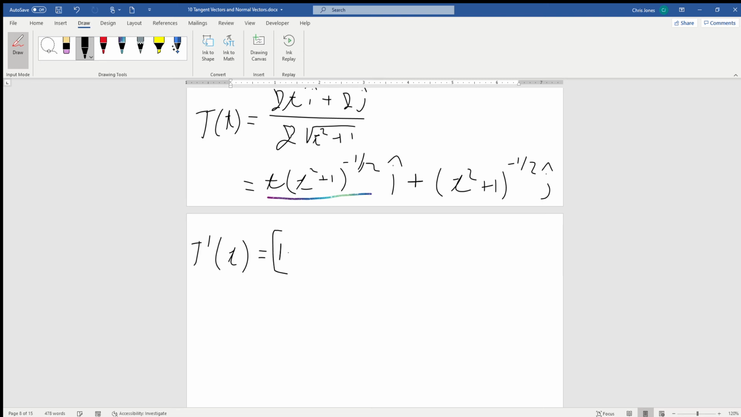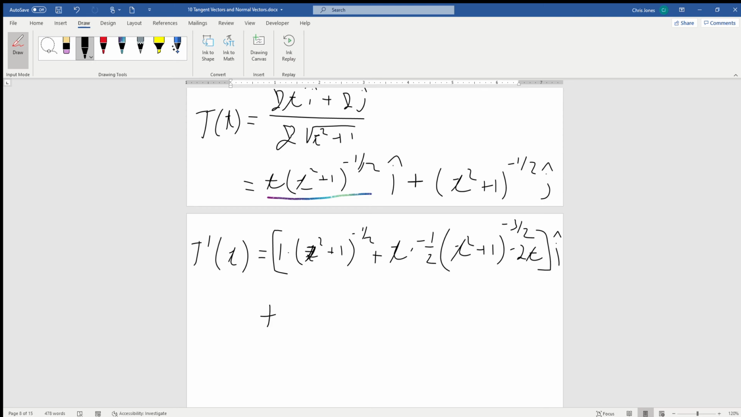Derivative of t is 1, and then we just leave the second part of that function alone. So (t squared plus 1) to the minus 1/2. Now we're going to leave the t alone. So that's going to be plus t stays as is. We're going to multiply that by negative 1/2 from the exponent, (t squared plus 1) to the minus 3/2. And then we have to multiply by the derivative of the interior function, which is a 2t. And that's just our i.